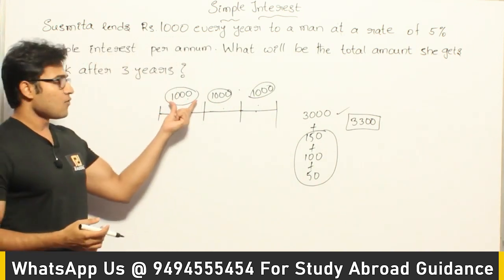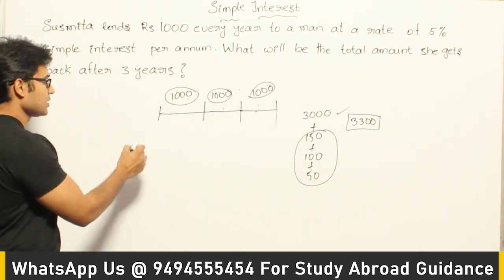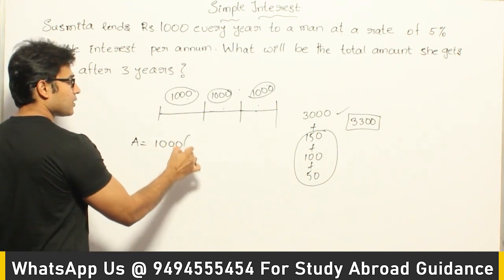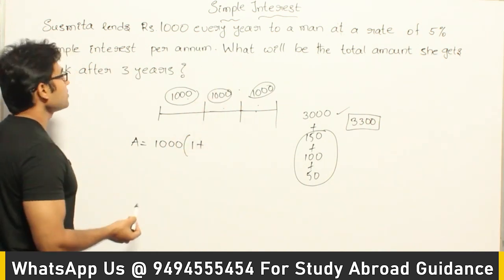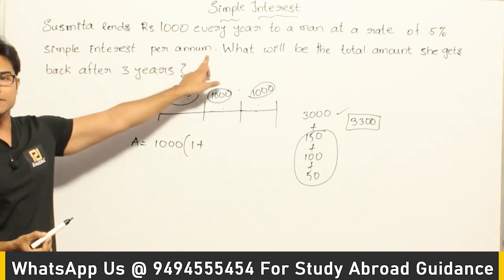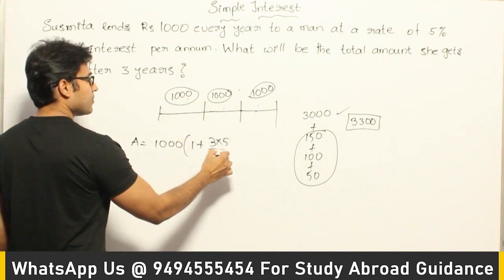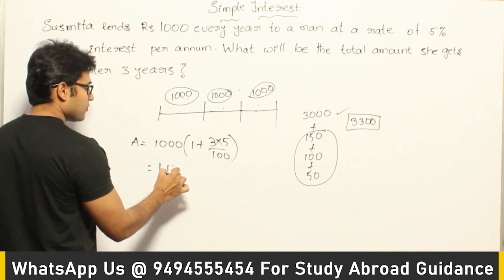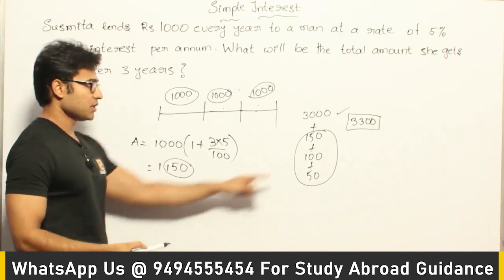You can assume that 1000 is invested for a period of 3 years at a rate of 5% per annum. Then you can write it as the amount that you get because of this 1000 equal to P into 1 plus RT by 100. So what is R? R is given as 5% per annum, right? So at a rate of 5% simple interest per annum. Now how many years is it invested for? 3 years. So 3 into 5 by 100, right? So if you see this, it is going to give you 1150. Now what does it mean? This 1000 has earned an interest of 150 rupees. That is what I gave you here.